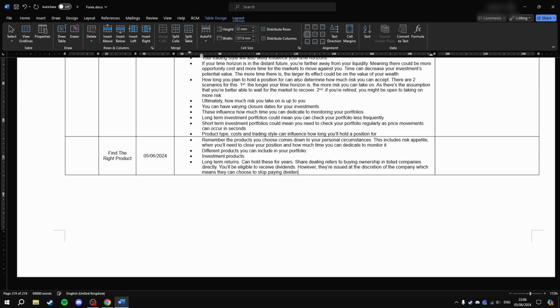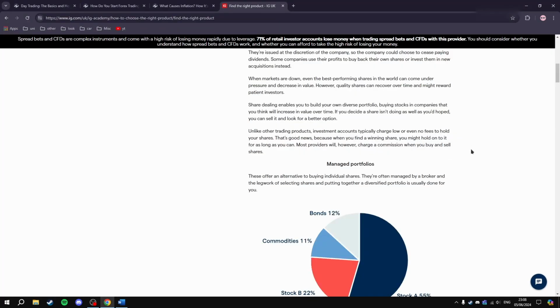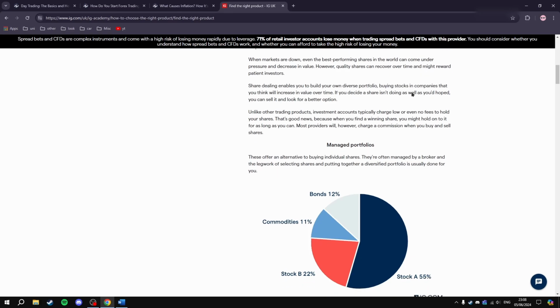Some companies use their profits to buy back their own shares or invest them in new acquisitions instead. When markets are down, even the best performing shares in the world can come under pressure and decrease in value. However, quality shares can recover over time and might reward patient investors.